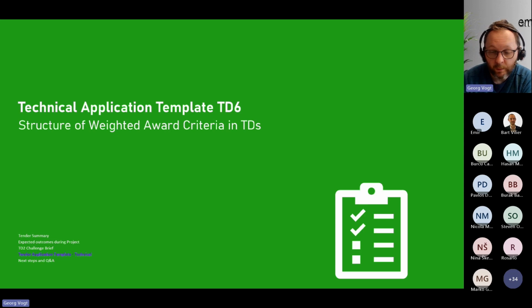Now the technical application template. So first the theory, and then I will open the files and I will show you.